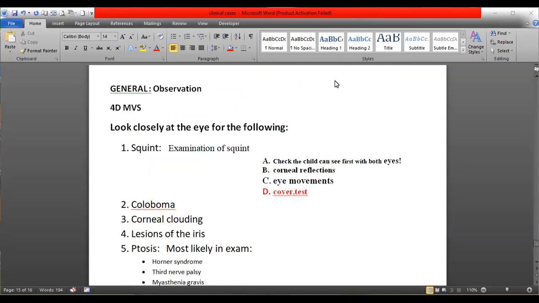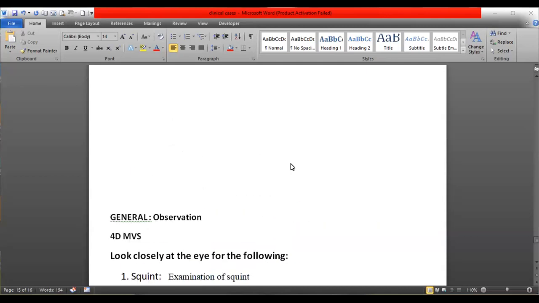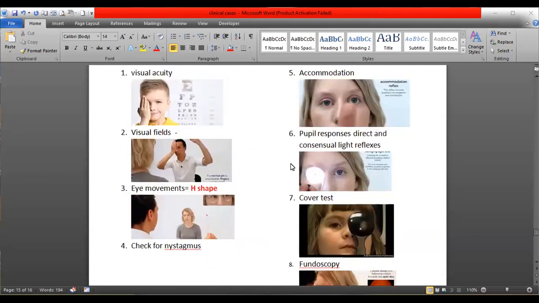Now we'll move to these first 8 steps, which are very, very important to perform the examination. Eye examination is not possible to practice online, but I will share the video, which will be helpful. So here are the steps of eye examination one by one.